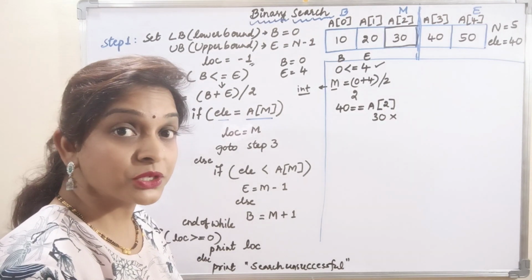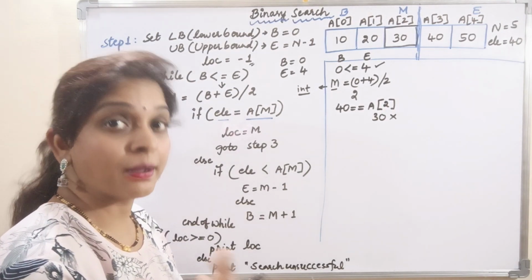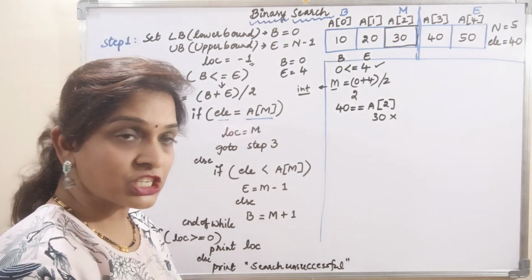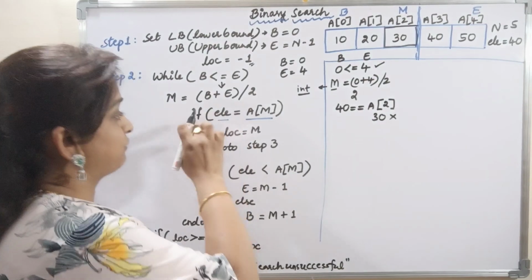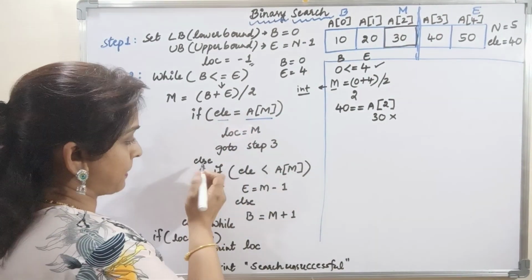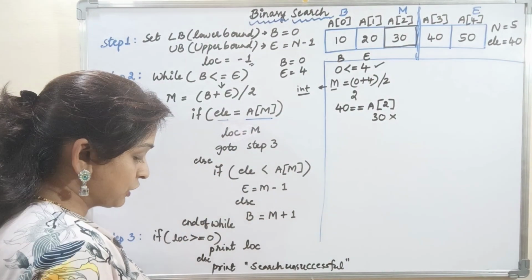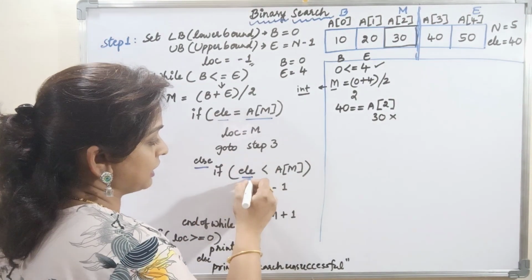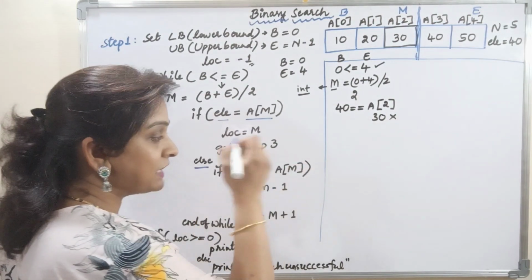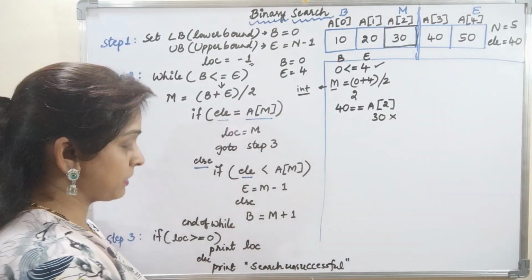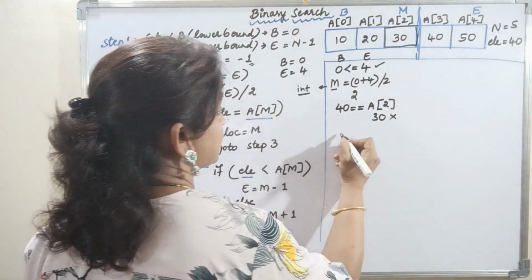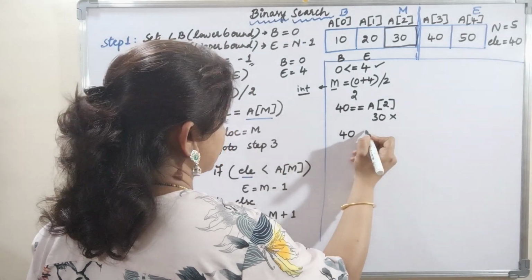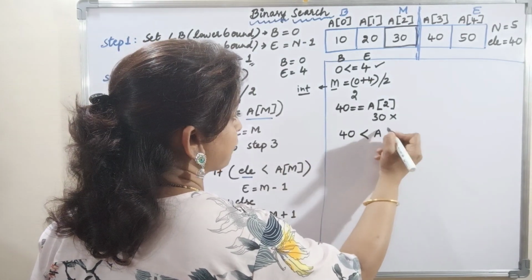If the condition is satisfied, I'll simply grab the position and my work is done. If not, what should I do? I need to compare this search element with the mid element in such a way that I need to check. See, if this condition is not satisfied, come to the else part. So in the else part, what I need to do? I need to compare whether the search element is less than the mid element. What is the search element? It is 40. Is 40 less than A of M?